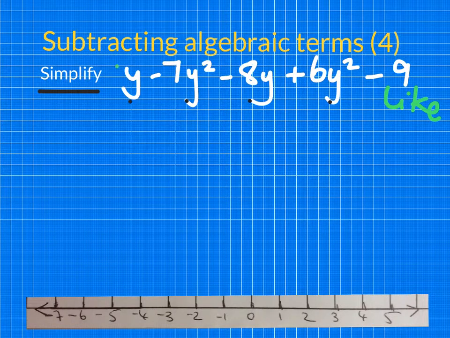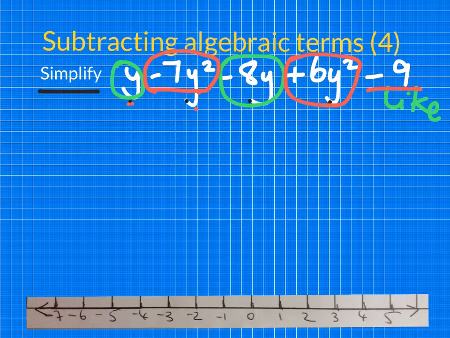We can see we have a y and a minus 8y. They are like each other. The minus 7y squared is not like y. These are not like each other. However, it is like the plus 6y squared. And the minus 9, there are no other single numbers there, so that won't be able to be simplified in any way.